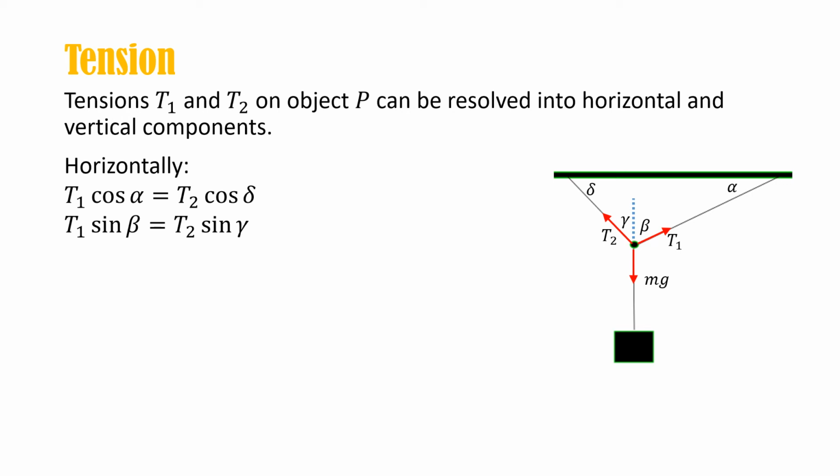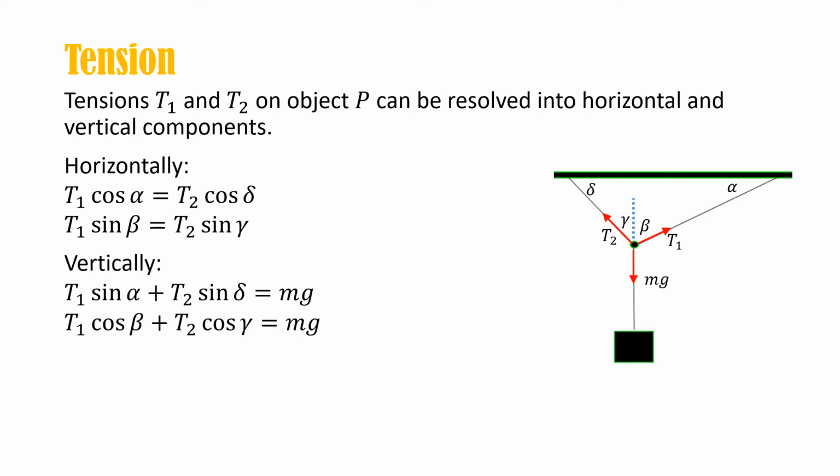Now vertically, we've got three forces. We've got the two tensions pulling up, and we've got the gravitational force pulling down. So the two ups must equal the one down in order for them to cancel each other out. So vertically, we've got T1 sine of alpha plus T2 sine of delta is equal to our gravitational force mg. Or if we're looking again at those angles that are formed from where our weight is suspended, we're going to have T1 cos of beta plus T2 cos of gamma equal to mg. Again, it's really going to be dependent on the question as to which one is going to be relevant.